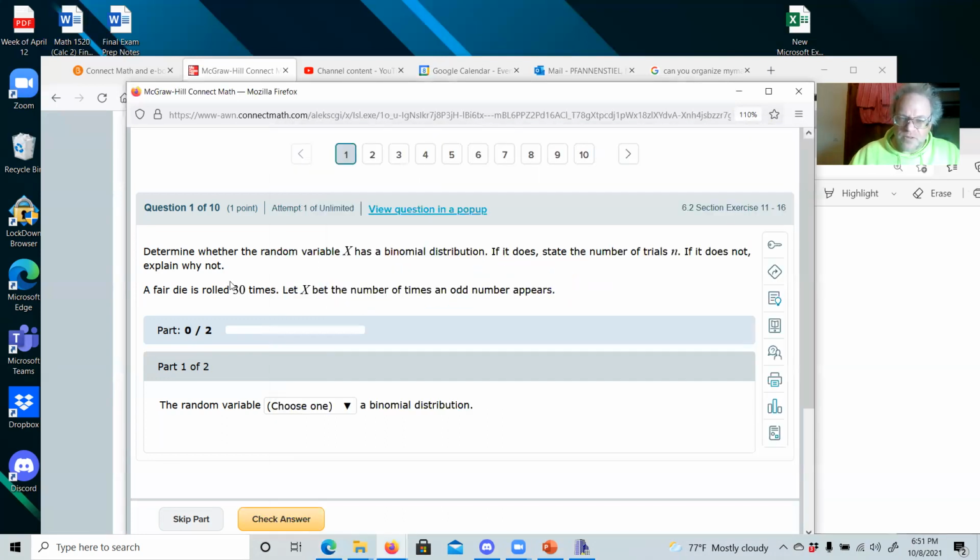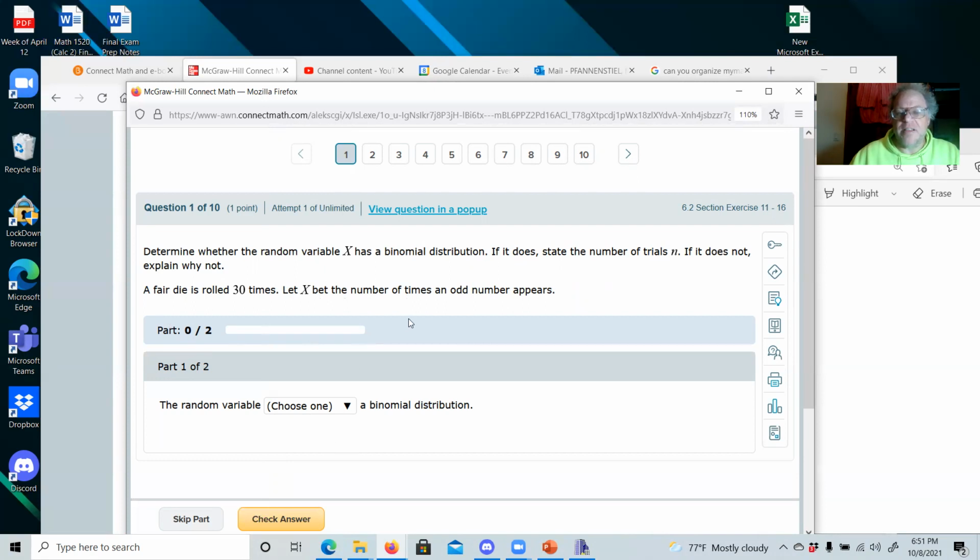So our first little problem here: determine whether or not a random variable X has a binomial distribution. If it does, state the number of trials. If it doesn't, explain why not. A fair die is rolled 30 times. It doesn't have to be a fair die in this case. Let X be the number of times an odd number appears.